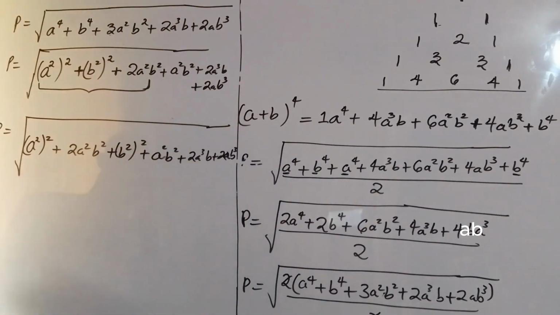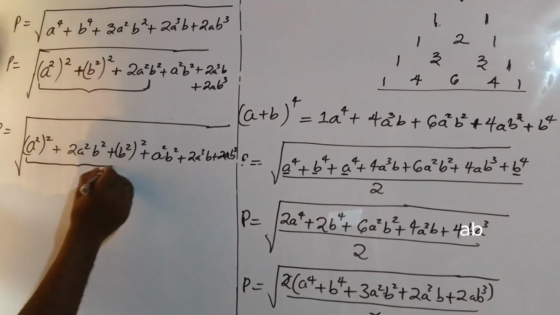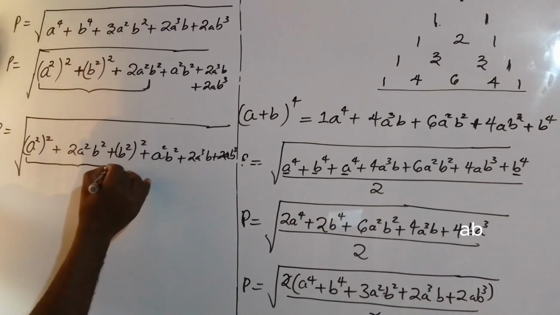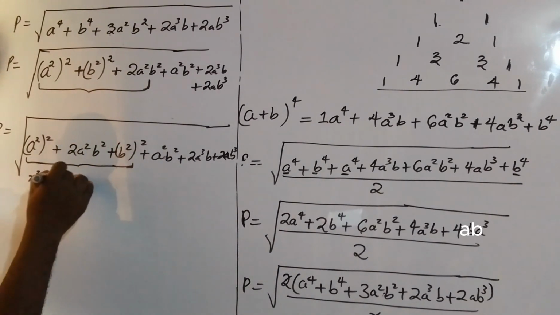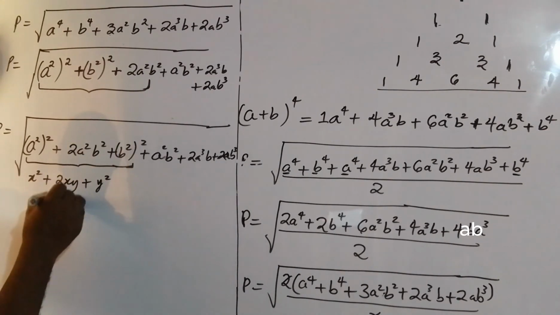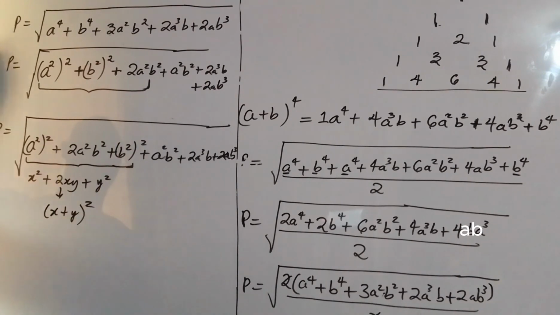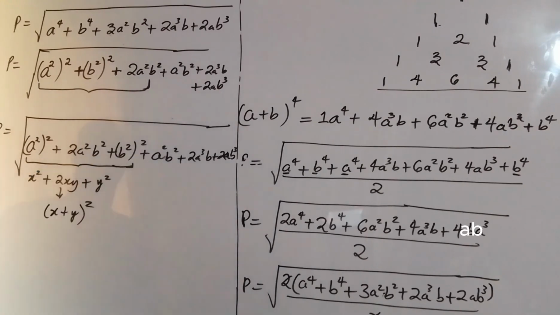All right, so we have that. From here you can see now that this particular expression, if I group this together, is comparable to x squared plus 2xy plus y squared. And of course, we know that this is the same thing as (x plus y) squared. It's a perfect square.